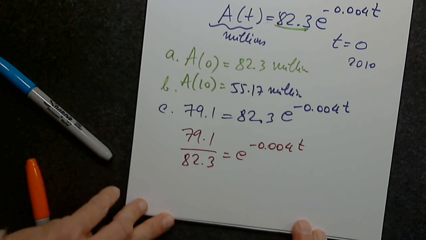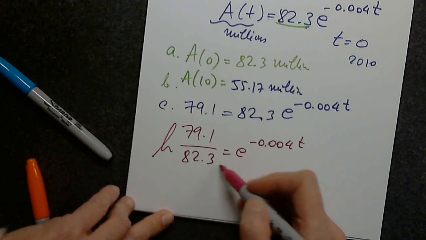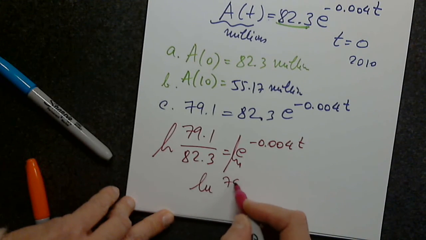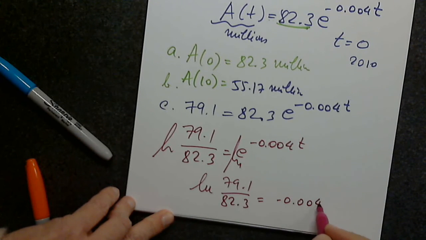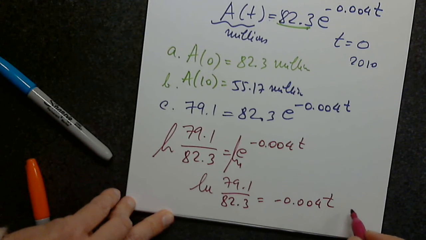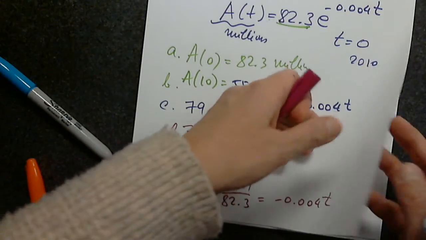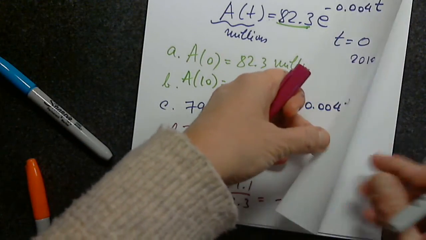And now, only now, I can take the natural log of both sides. Natural log of 79.1 over 82.3 equals negative 0.004t. Remember, I should write times natural log of e, but why don't I? Because it's 1. Excellent. So then t will be, and we divide both sides.